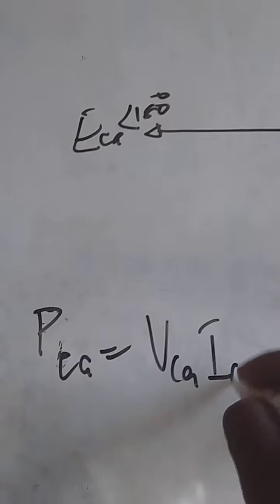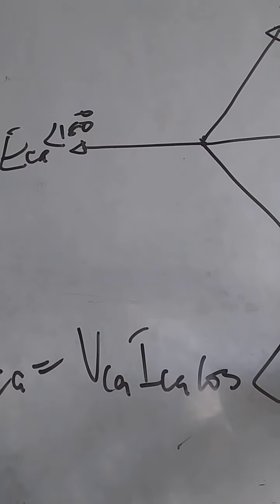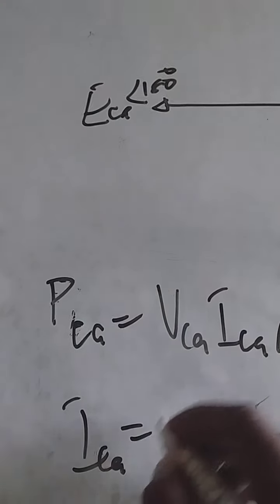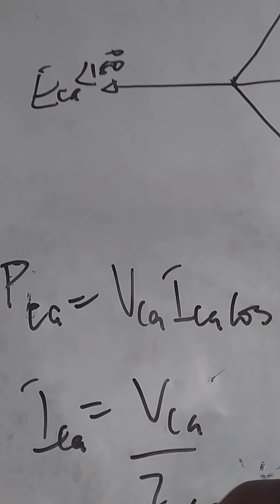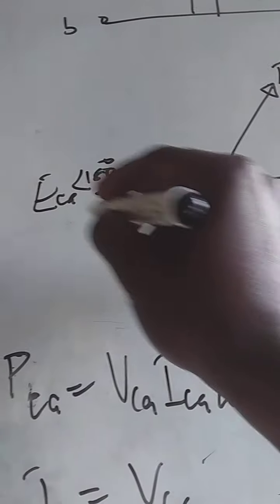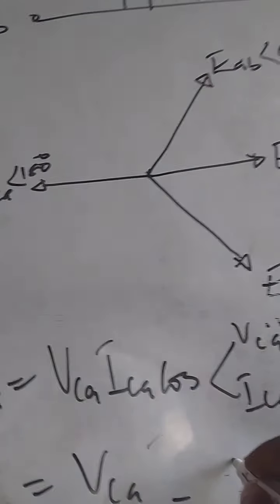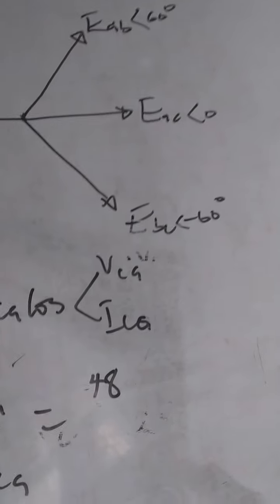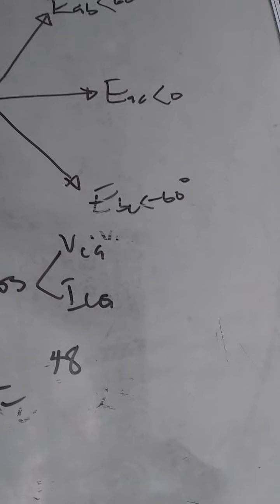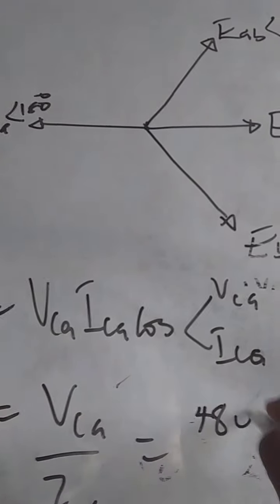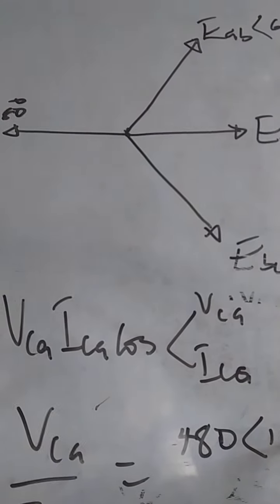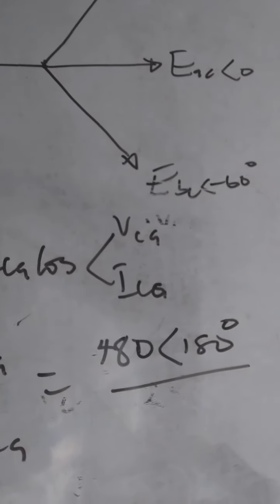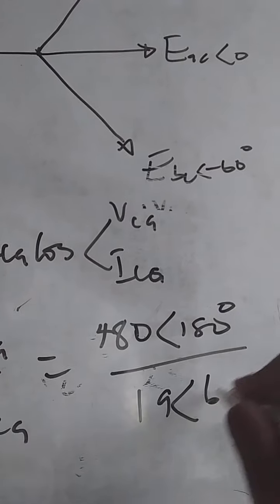VCA ICA cos VCA ICA. Right. So what is our ICA? Our ICA is VCA by ZCA. Our VCA is given at angle 180. That is 480, which is the voltage given in the question, at angle 180 degrees, divided by ZCA. What is our ZCA? 19 at angle 64 degrees.